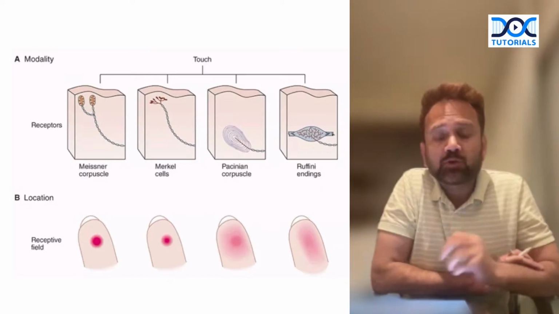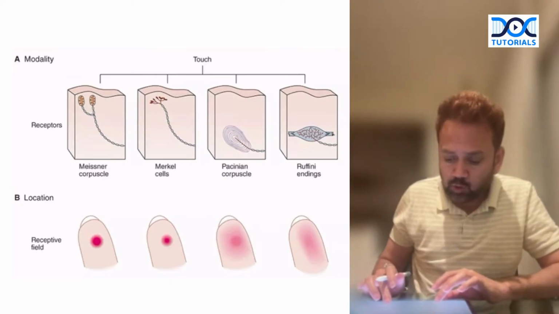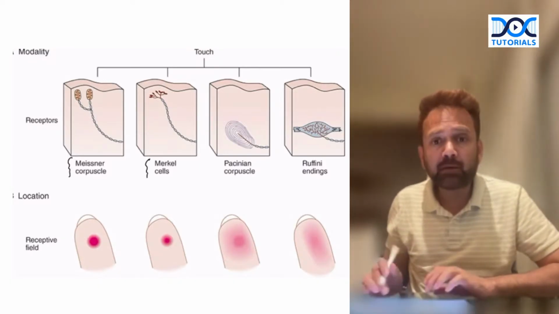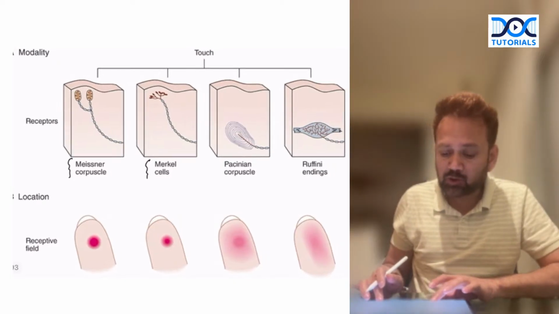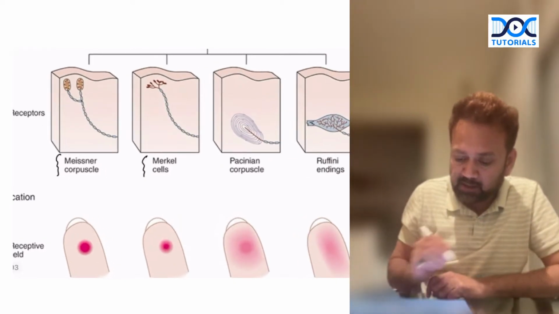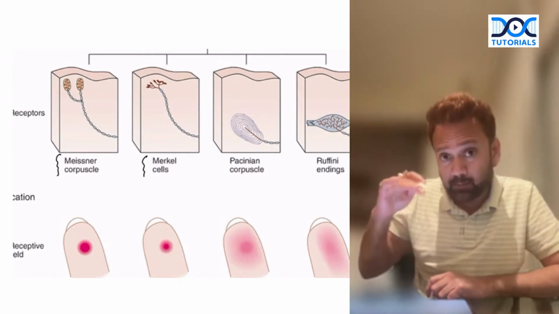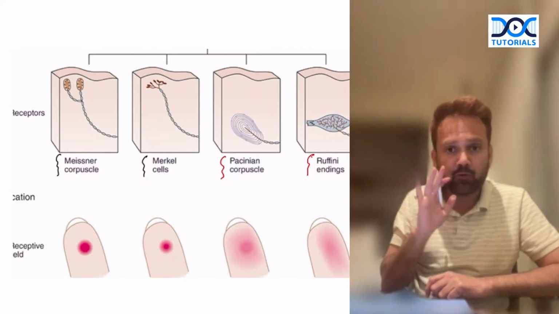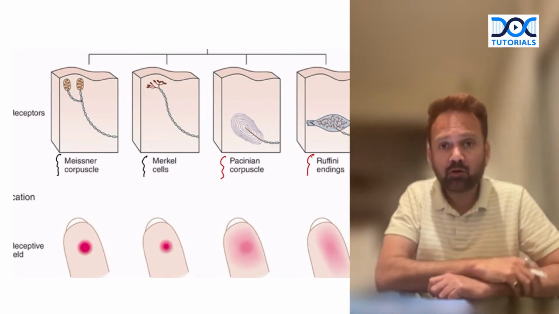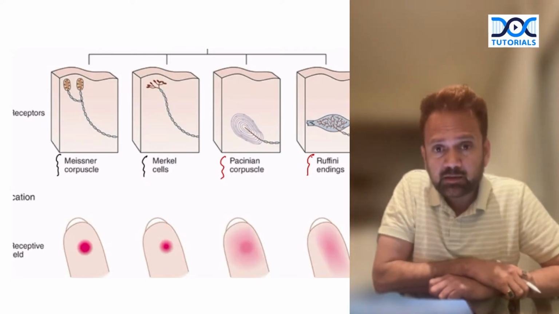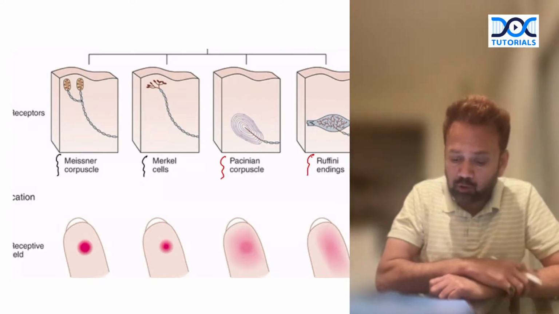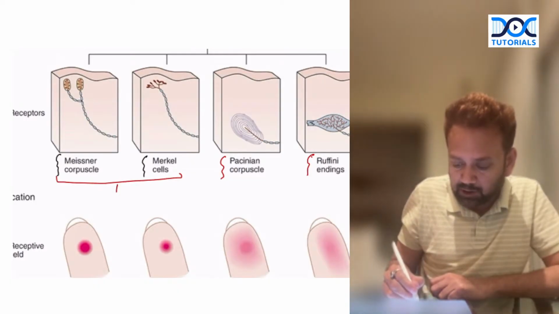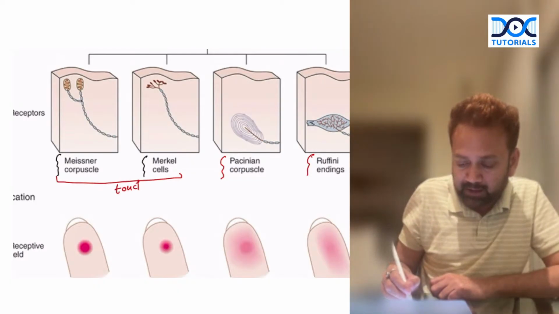There are actually four types of cutaneous receptor. Two are in the superficial epidermis, called Meissner's corpuscles and Merkel cells, and two are deeper in the dermis, Pacinian corpuscles and Ruffini endings. So first of all, remember the four neurocutaneous receptors: Merkel, Meissner's, Ruffini, and Pacinian. Now, Meissner's and Merkel are both for touch, but they are for different types of touch.